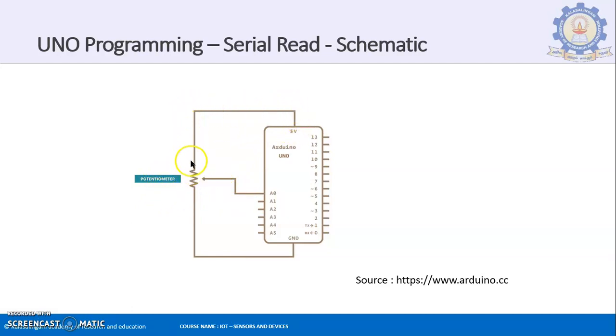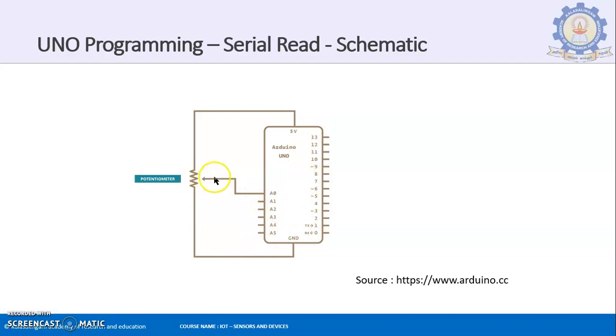There are three pins of your potentiometer: one connected to the supply, another connected to the ground, and the one connected to the particular input pin over here. All these analog pins are input pins. I hope you remember they are not output pins as in the case of digital pins over here.